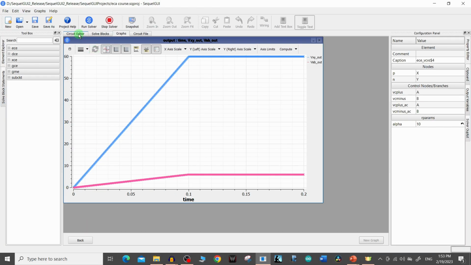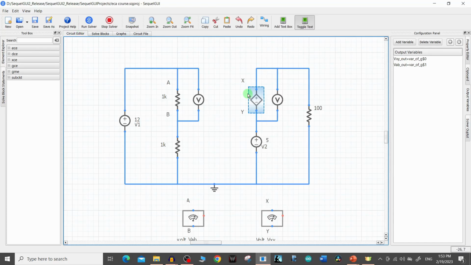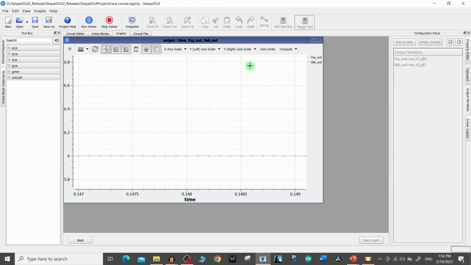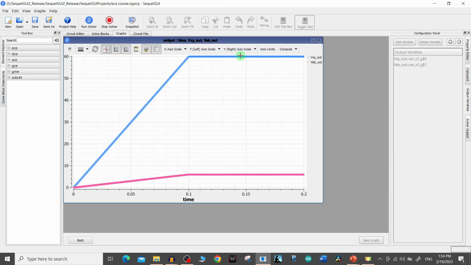So I hope you have understood the concept of a voltage controlled voltage source. The voltage Vxy of this particular controlled source is dependent on the voltage VAB. As VAB changes, you can see Vxy is also changing, but it will always be 10 times the value of VAB. After VAB becomes constant, you can see Vxy also has become constant, and at this point it is 6.29, and here it will be 10 times that value.